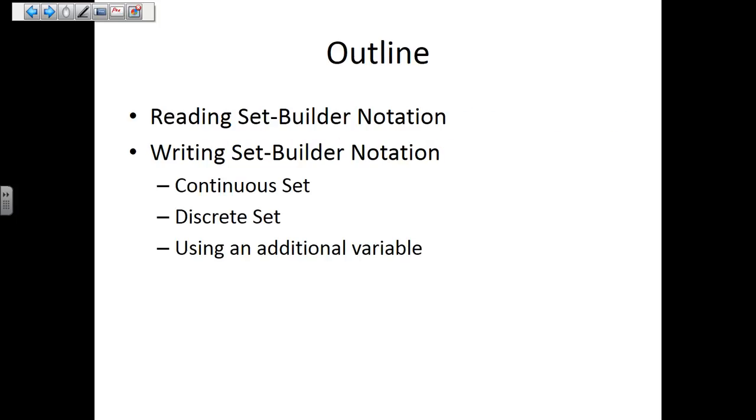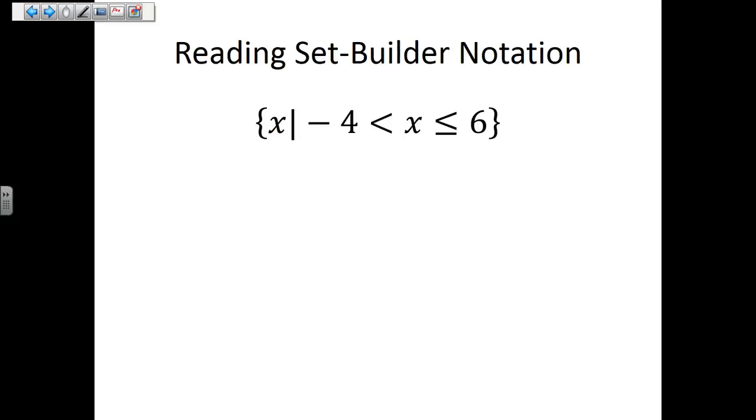Our outline for this video is we're going to take a look at how to read set builder notation, and then we'll take a look at how to write set builder notation, looking at some different scenarios where we have a continuous set of numbers, where we have a discrete list of numbers, and then one additional wrinkle to this is using an additional variable inside set builder notation to describe a pattern of numbers. So let's take a look.